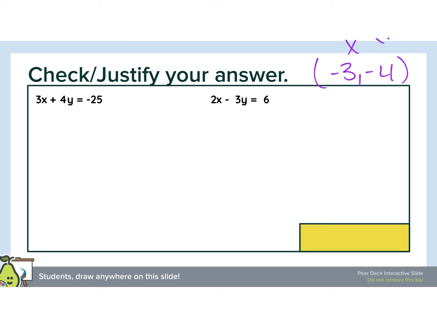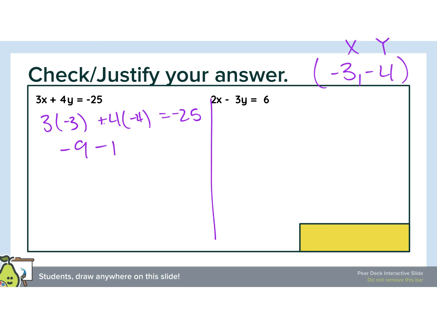Remember, x is first and y is second. Let's do the setup. Parentheses for variables. Instead of x, negative 3. Instead of y, negative 4. This is negative 12 and negative 9. I was like, that's not going to work. This is negative 9 and negative 16, which is negative 25. So the first one works.